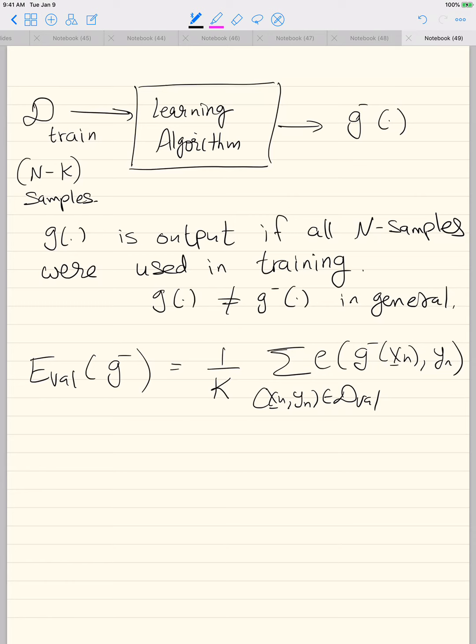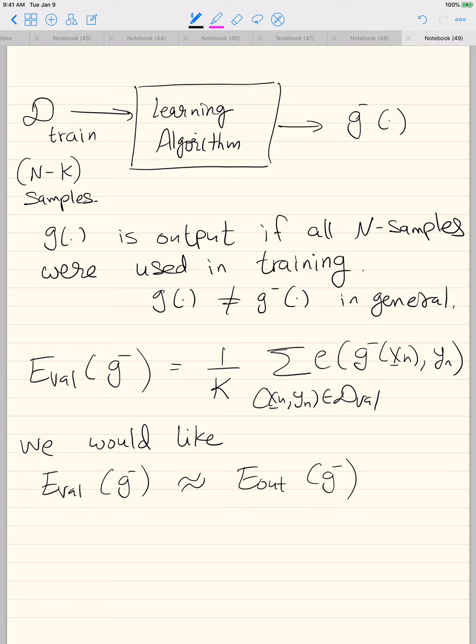And what we would like is for E val of g minus to be close to E out of g minus. So the validation error should be close to the test error. And ultimately this should be close to E out of g.